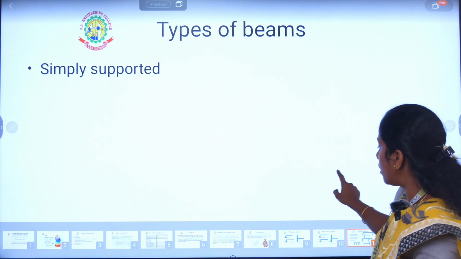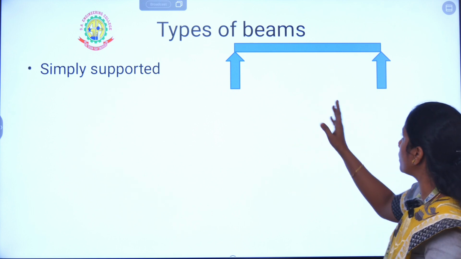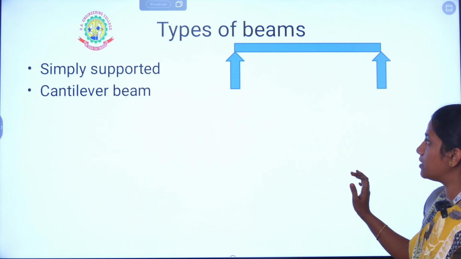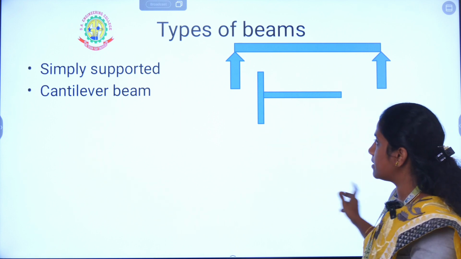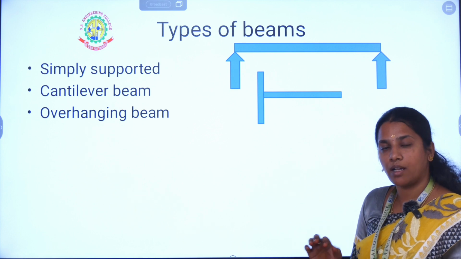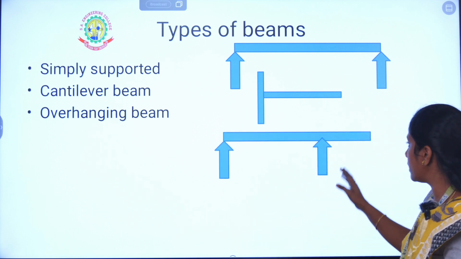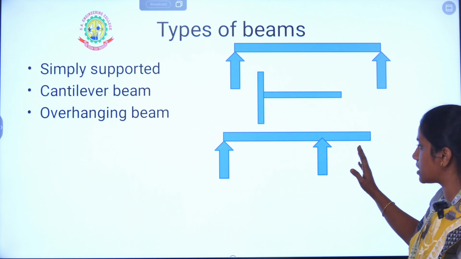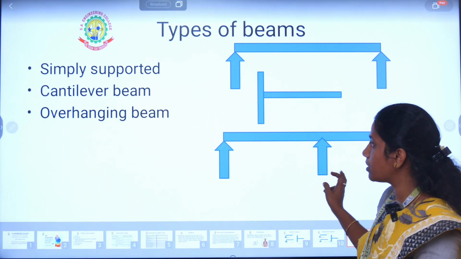Types of beam. According to the types of beam, we have the simply supported beam, which simply rests over the supports. The cantilever beam, in which the beam is fixed at one end and free at the other end. Next, the overhanging beam, which can be singly overhanging or doubly overhanging according to the extension of the support. If it extends on one side, it is called a single overhang. If it extends on both sides, it is called a double overhang.